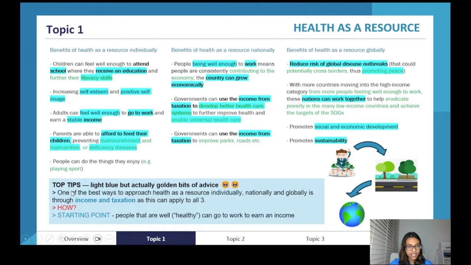So we've got our first tip, and it is: link to income and taxation when you can, especially for the resource questions, because they're so convenient to link to the different health and well-being dimensions as well as human development indicators and all of the different facets and parts of human development. Your starting point, like I was saying before: people are healthy so they can go to work, and then have an income, and then they can buy medicine or food and not be malnourished, or they can contribute to the economy of the nation.